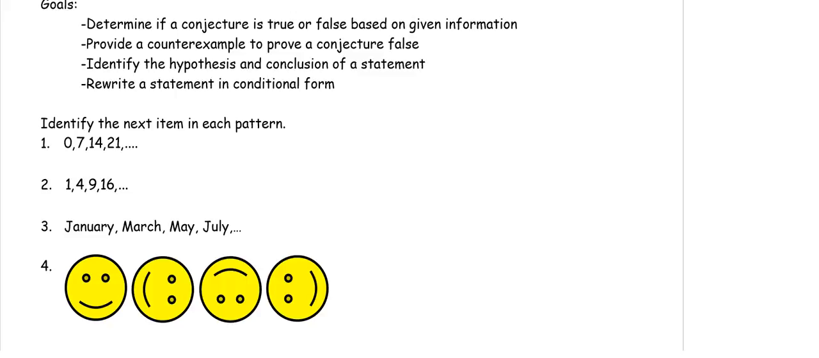So in the first one we have 0, 7, 14, 21. The pattern in this is plus 7 to every number. So the next number then would be 28.